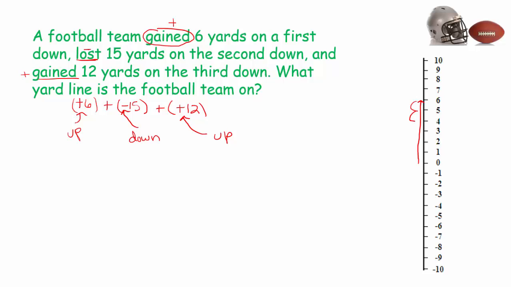So I'm going to go down 1, 2, 3, 4, 5, 6, 7, 8, 9, 10, 11, 12, 13, 14, 15. And then from there, I have to go back up 12. So I'm at negative 9. So positive 6 plus a negative 15 gets me to a negative 9. And then I'm going to add on a positive 12. So I'm here at negative 9.